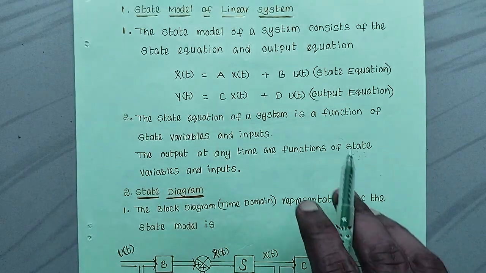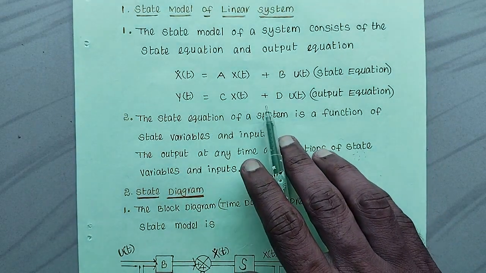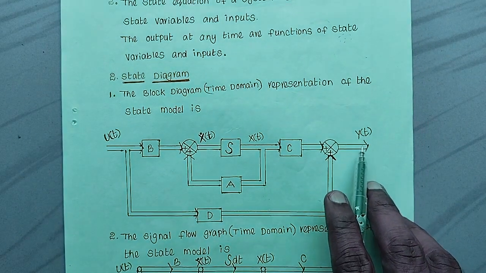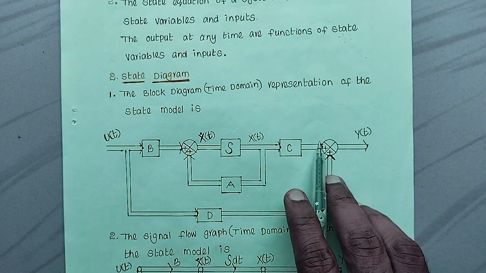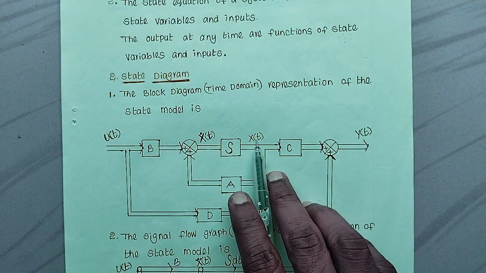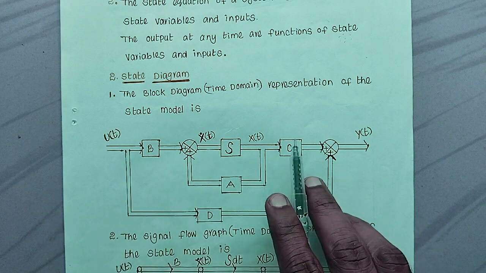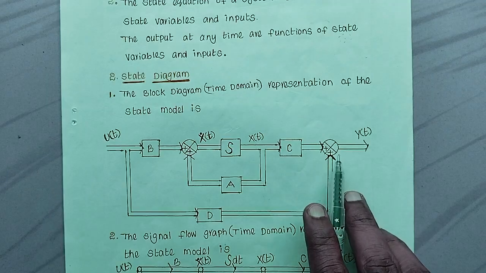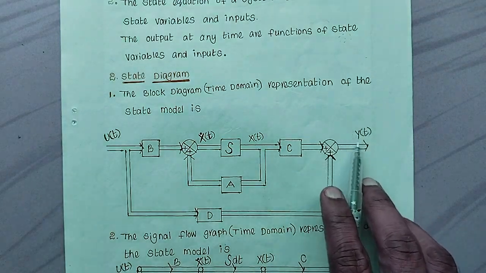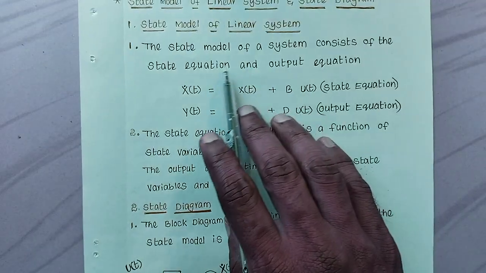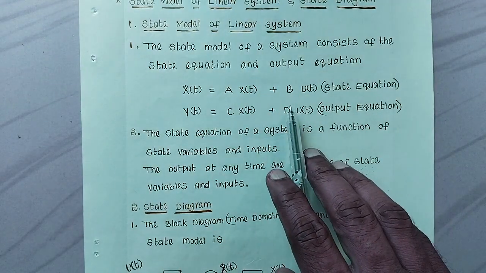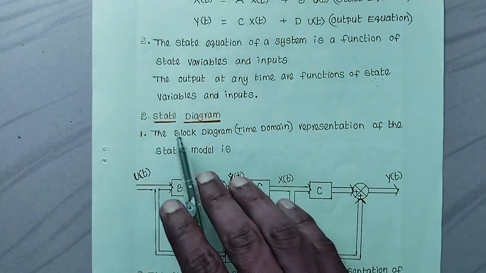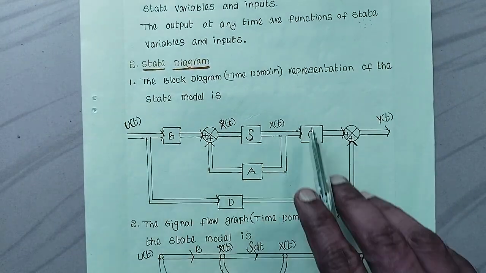And the second one is the output equation. So y of t is equal to c x of t plus d u of t. So y of t is the sum of two signals. One is c x of t and the second one is d u of t. The sum of those two signals is nothing but y of t. So if we give a diagrammatic form for these two equations, the state equation and output equation, combinedly called the state model of a system, that is the state diagram. So this is the state diagram.